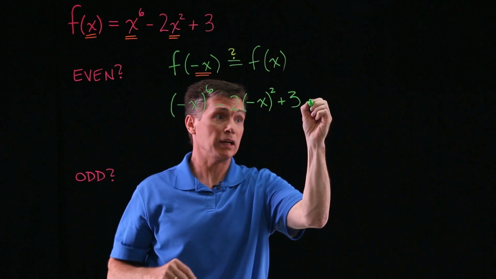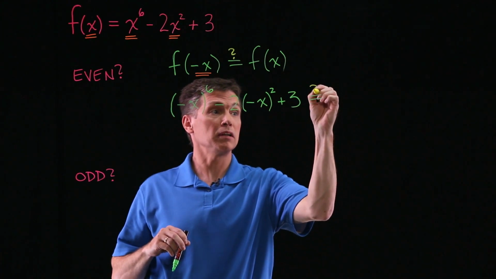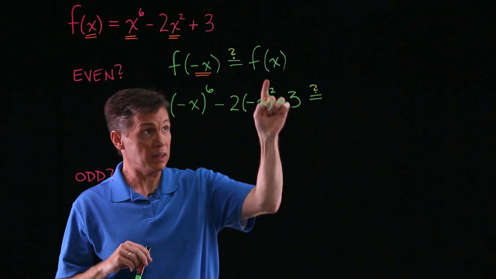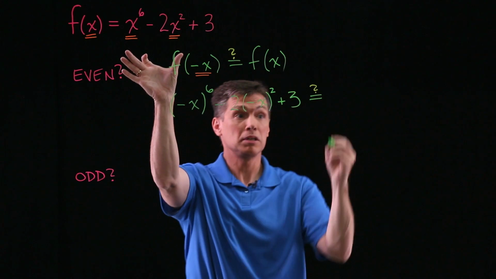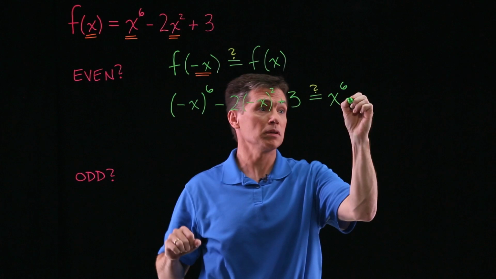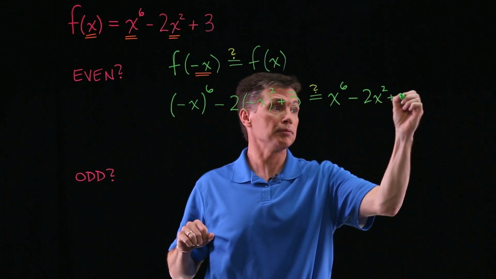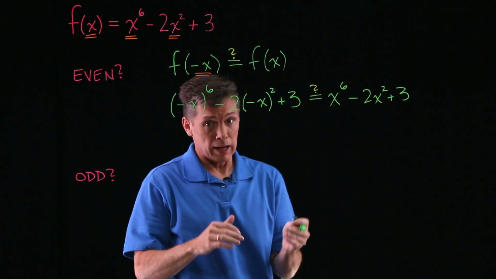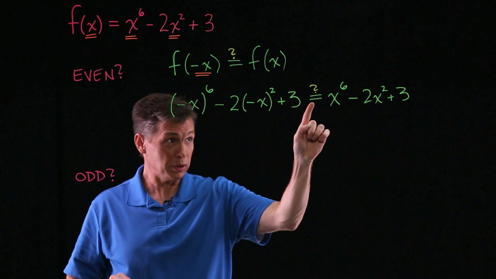The right-hand side, and I'm still asking this, but the right-hand side of this is f of x, the original. So I'm just going to go back to the original function and write it down as is. x to the 6th minus 2x squared plus 3.